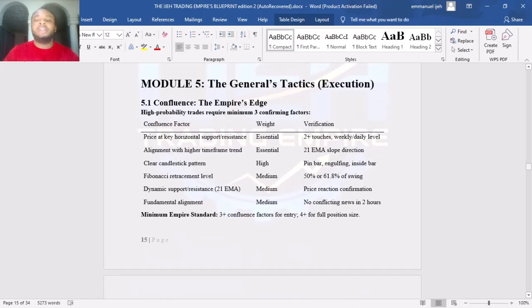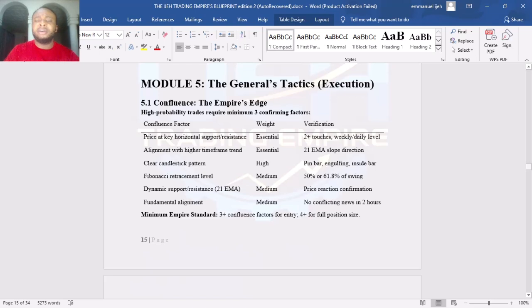Today, we are going to be talking about the general tactics, which is execution, which is when to enter and what to take note of when you are entering a market. That is what this Module 5 is going to be about. And we are kicking off with the Confluence, which is the Empire's Edge.